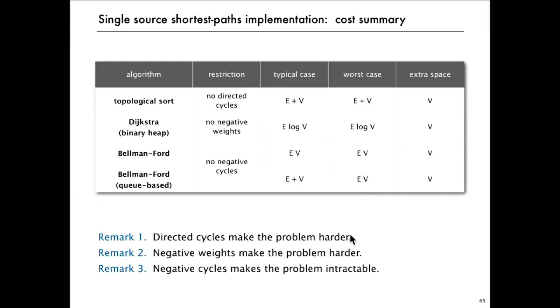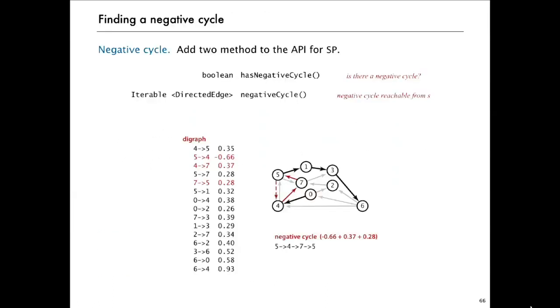So directed cycles make the problem harder. You needed Dijkstra instead of topological sort. Negative weights definitely make the problem harder because you might need to get the worst case of Bellman-Ford. And negative cycles, in the presence of negative cycles, it actually makes the problem intractable. And we'll talk about that a little bit at the end of the course.